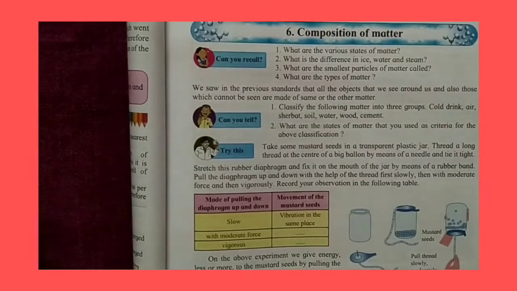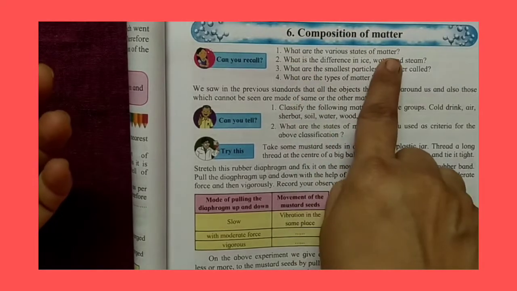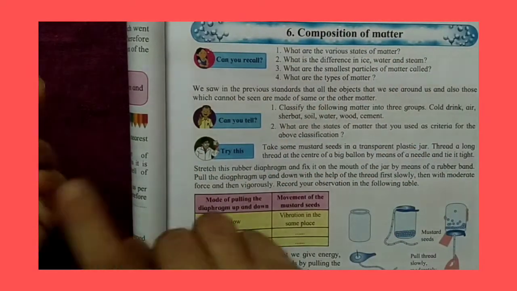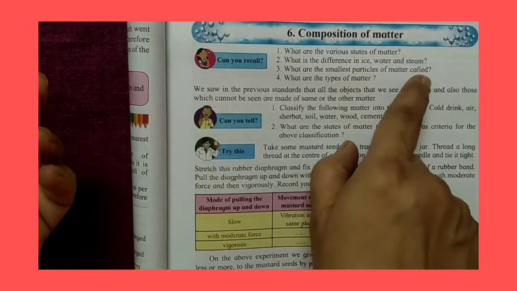So air is a mixture of gases. So the various states of matter are solid, liquid and gas. Now what is the difference in ice, water and steam?